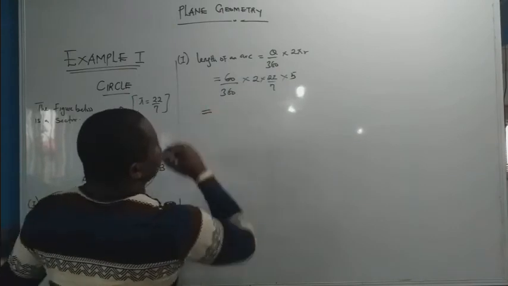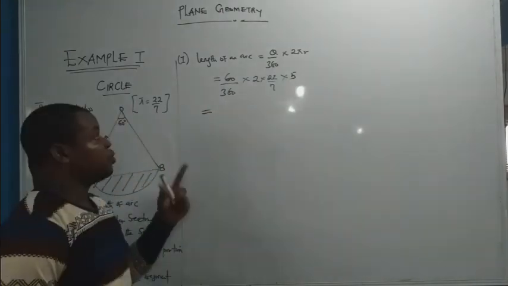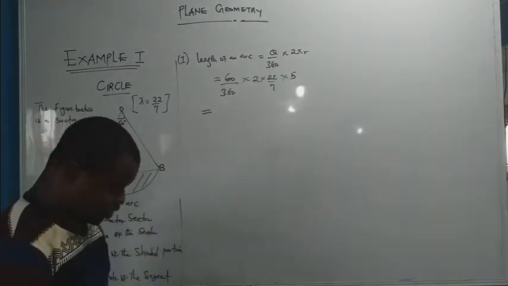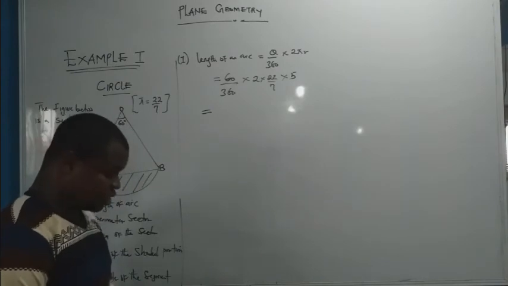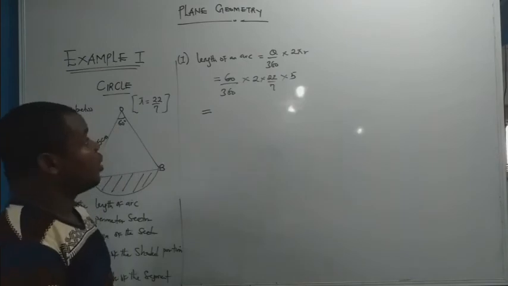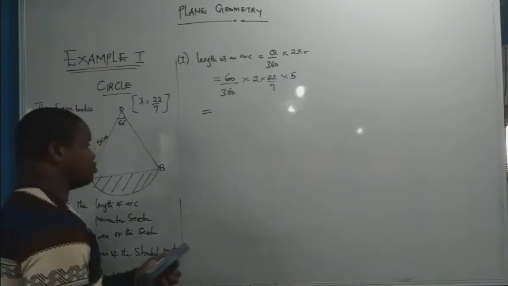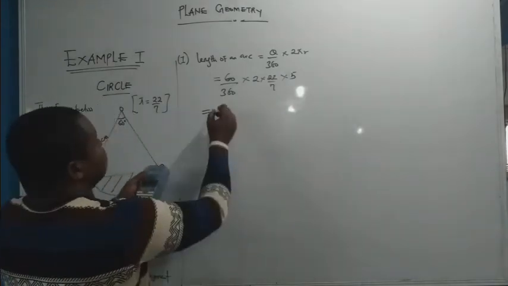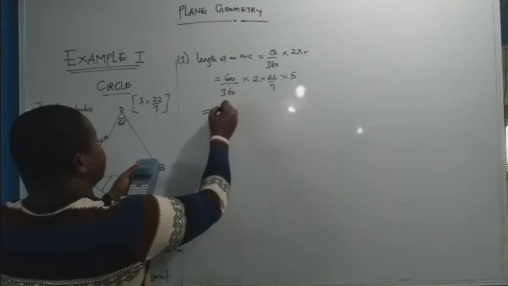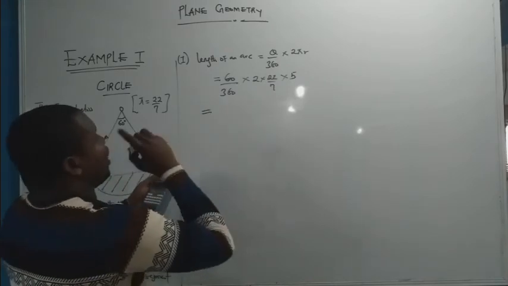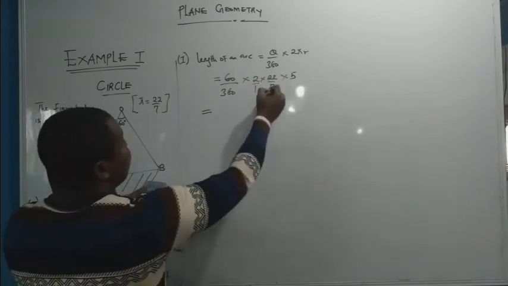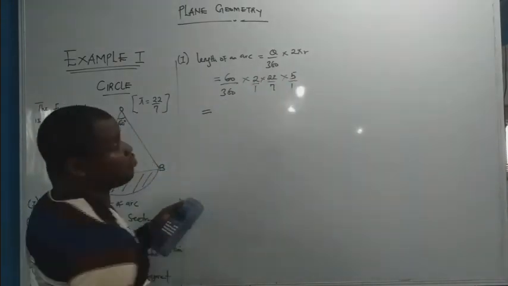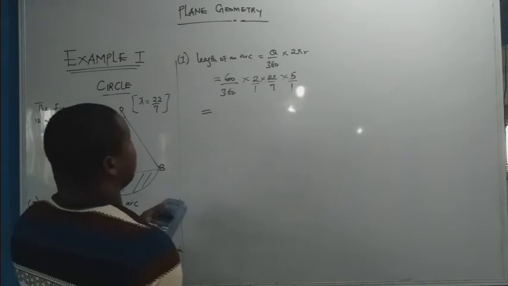Okay, so what do we have from here? We divide. So it's going to be 60 divided by 360. Okay, and there's still another way to do it very fast. This also means 2 over 1. This means 5 over 1. Okay, alright, so what do we do?